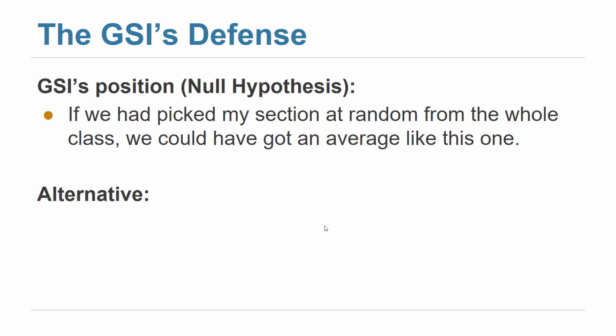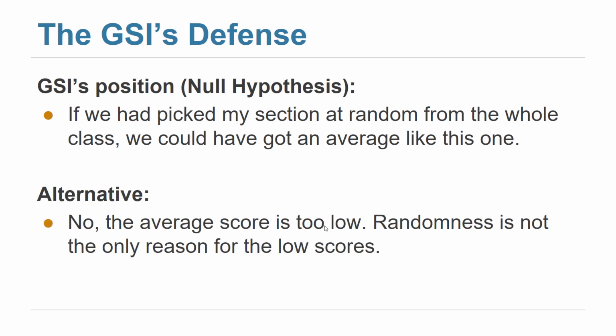Of course, the students have the alternative, which is that no, the average score is too low and randomness might not be the only reason for the low scores. Of course, you might like one of these two hypotheses, but let's see what the data and the statistics will tell us. So we'll do the hypothesis testing now on this example and see whether the data supports the GSI's position, which is the null hypothesis, or the students' position, which is the alternative hypothesis.